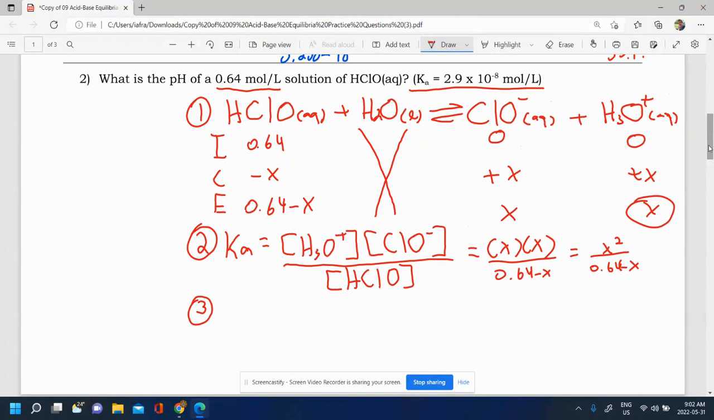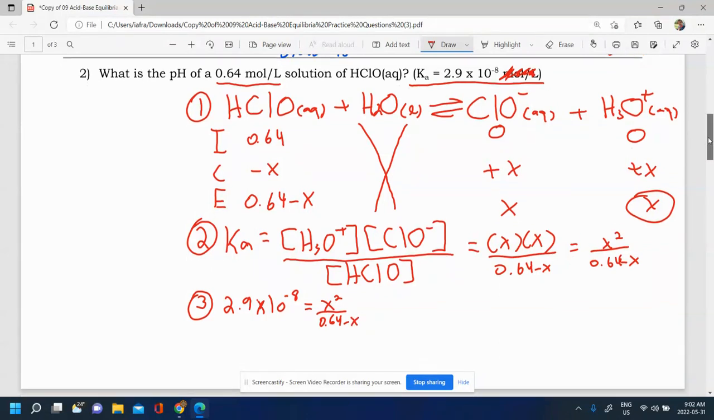So 2.9 times 10 to the power of negative 8. And that shouldn't really be mole per liter because you don't have to report units for equilibrium constants. So times 10 to the negative 8 is equal to x squared over 0.64 minus x.